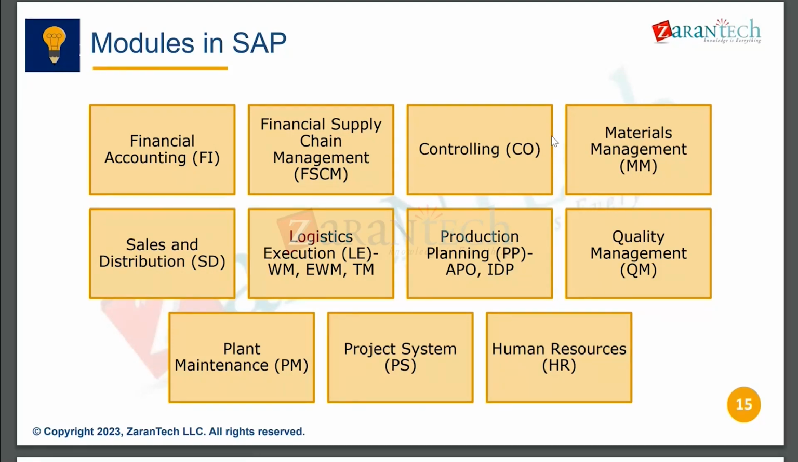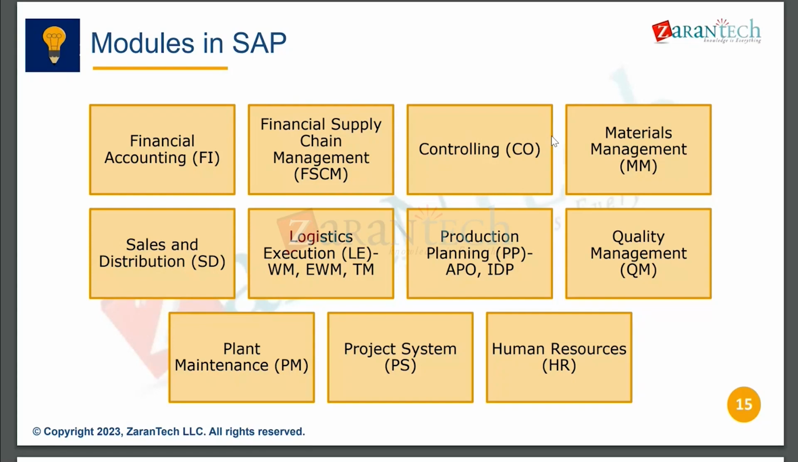And production planning: based on customer requirements, demands, and market demands, the planning will happen, and the production will start to meet the requirements. APO is a planning tool which will be integrated with the production planning module, and IBP is the S4 HANA planning module, and PPDS we also have in S4 HANA, where the planning will be taken care of.